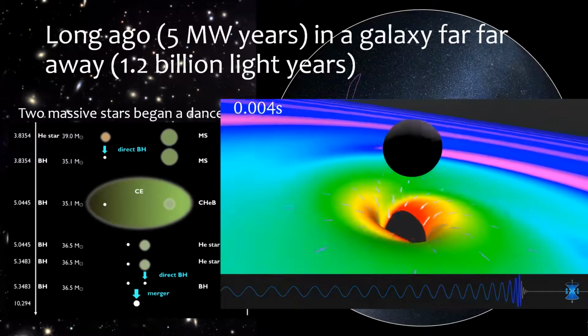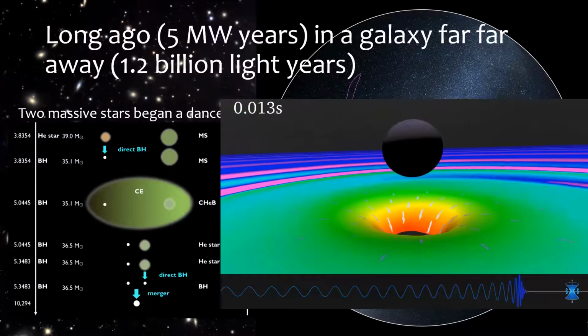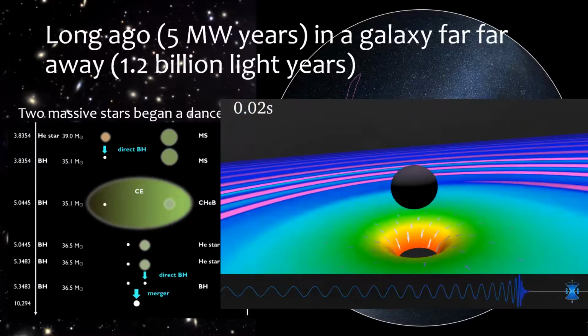As we zoom back out, we can see the gravity waves, ripples in the fabric of space-time traveling off.